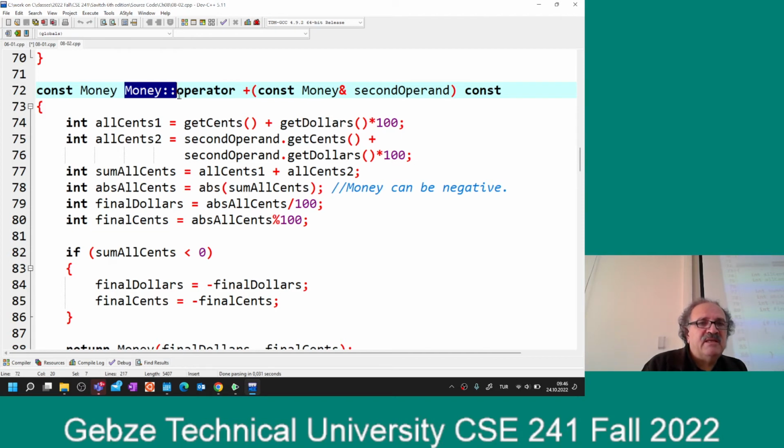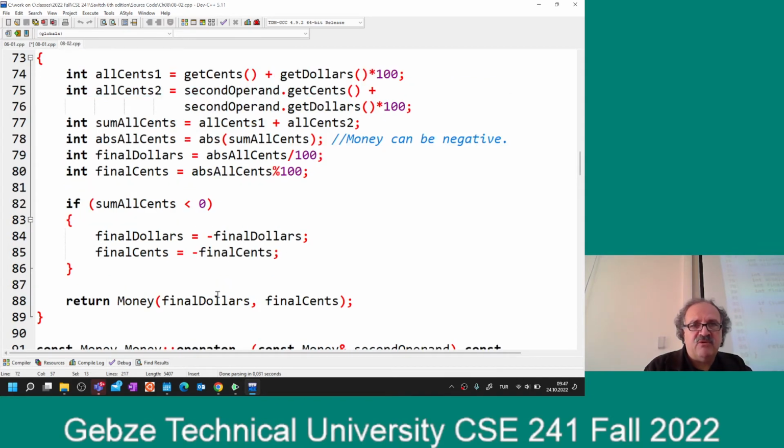Okay, it takes another money object and it says that I promise I am not going to modify the other money object. Maybe it should have been a not second operand, but money, other money. Okay, and I'm not going to modify. See, this one is get my cents, get dollars. Get the second operand's cents and dollars, and sum them up and do that thing and return a new object.